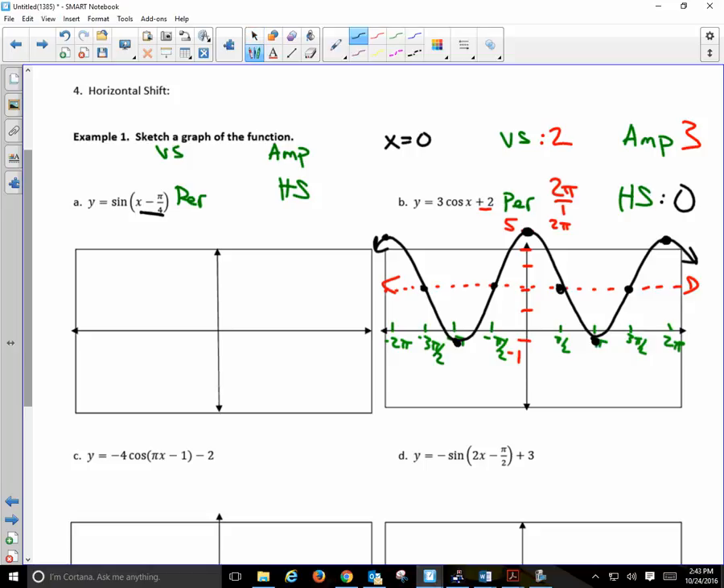Here, for the vertical shift, there's nothing on the end of this sine of x. So the vertical shift is 0. What's the amplitude? There's a 1 in front of the sine of x, so we say it's a 1. So from the vertical shift, we go up 1, and from the vertical shift, we go down 1. So what's going to be the highest spot of this graph? And the lowest spot?